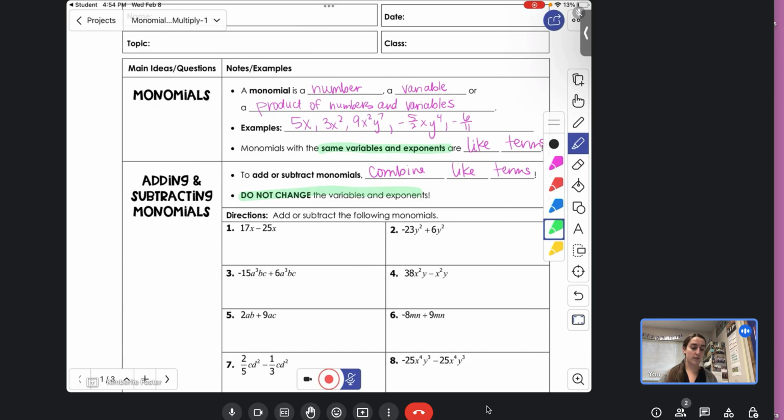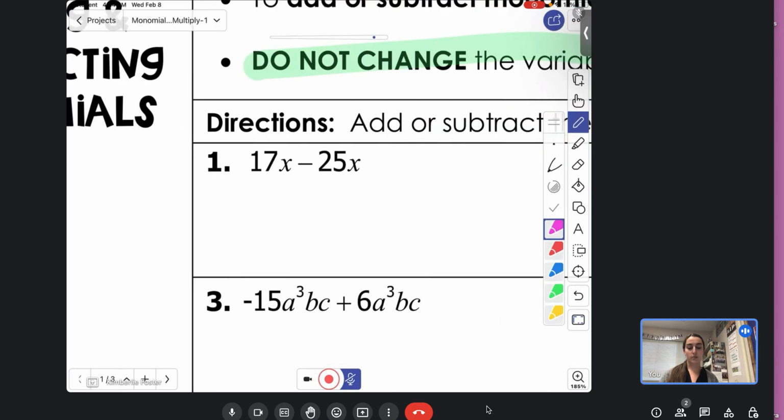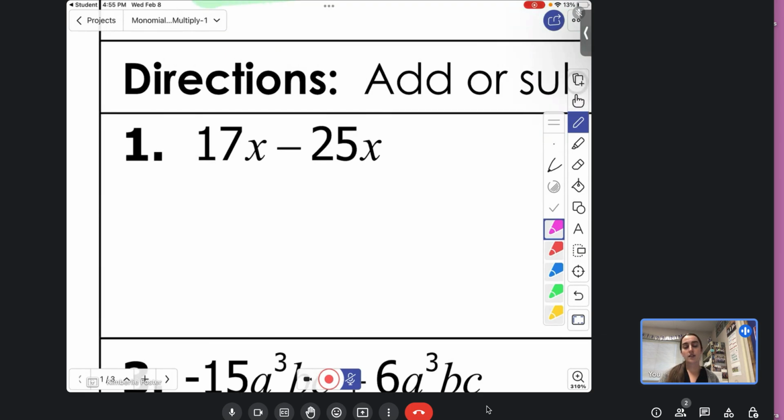All right, so what does that mean? Remember, the coefficient is the number in front. Number 1 here, I can see that these are like terms because they both have an x and they both have a power of 1. If there's no exponent there, it's an invisible 1. So because they're like terms, all I have to do is combine the coefficients. So this is 17x minus 25x. So I'm doing 17 minus 25, which is what? Negative 8. So negative 8x.